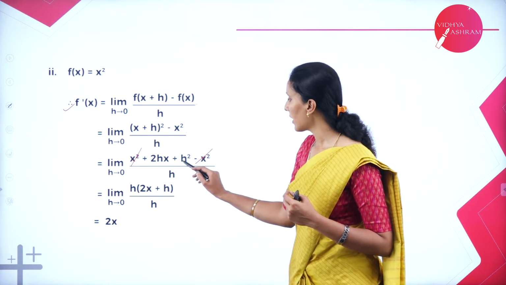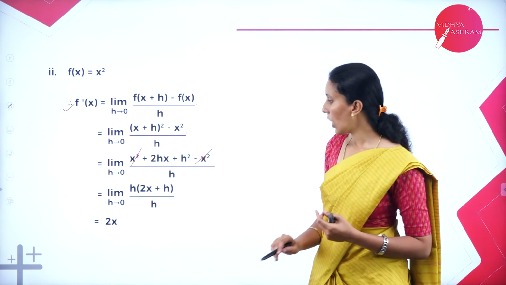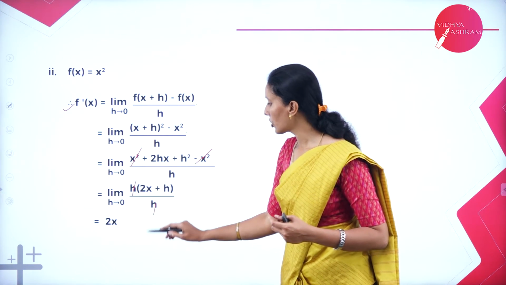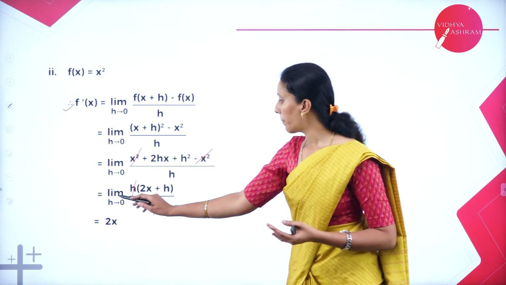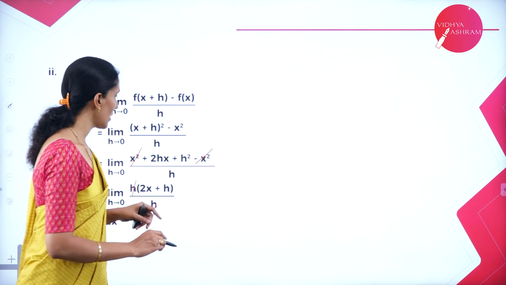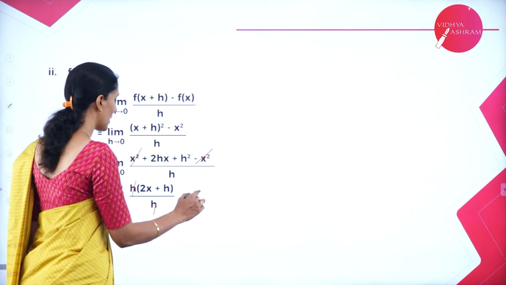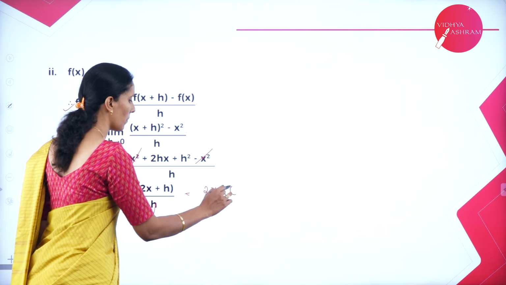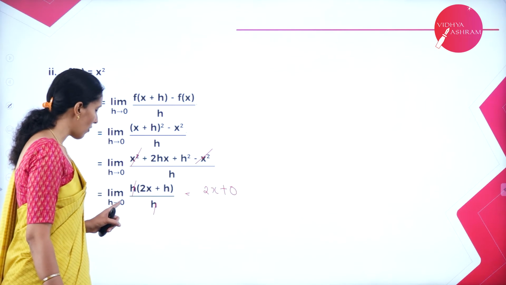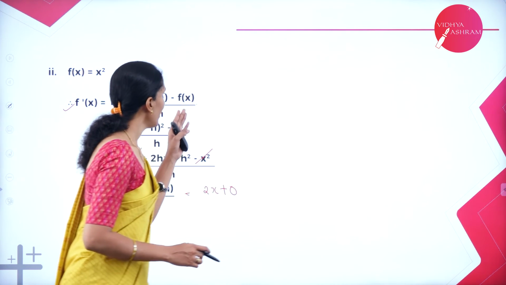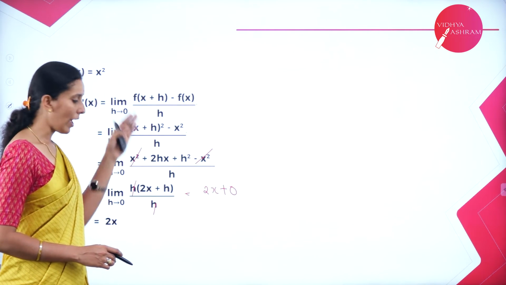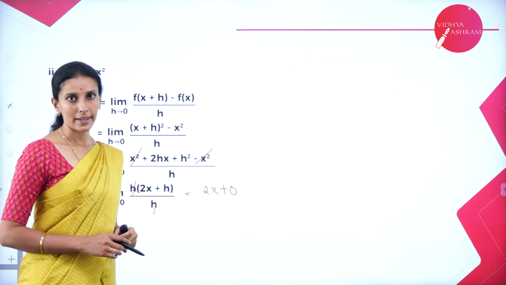You have h as a common factor here, take it out. So h gets cancelled. Apply the limit as h tends to 0. If you apply the limit, the h value becomes 0. So this becomes 2x plus 0. Directly you can substitute the value of h equal to 0. It becomes 2x plus 0, which is 2x. So, whenever the function is x square, the derivative is 2x.